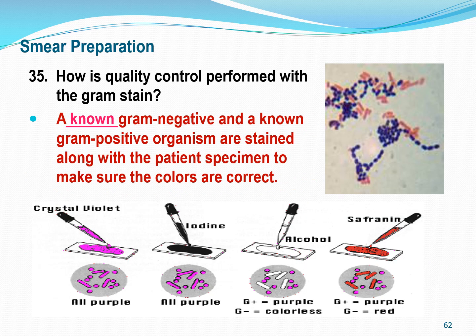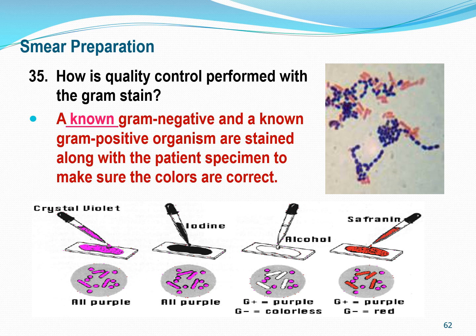So how do you perform quality control? Because I talk about it all the time, I know you get sick of me saying it, you don't do any test on any patient until you do quality control, right? Well, what you do is you take a known gram-negative and a known gram-positive organism, and they're stained along with the patient specimen, to make sure that the colors are correct.